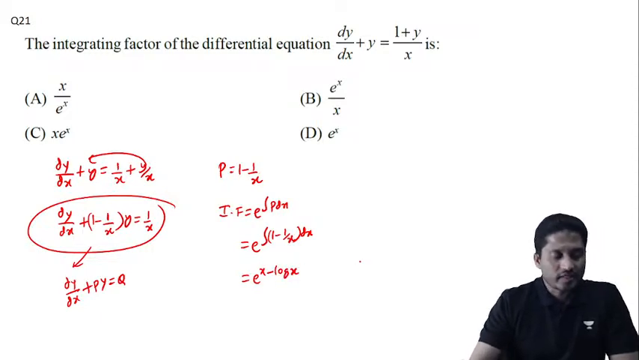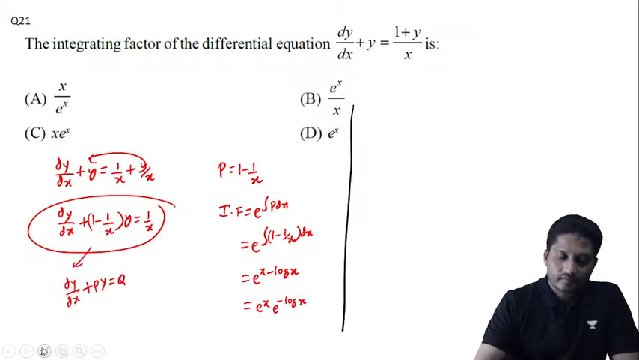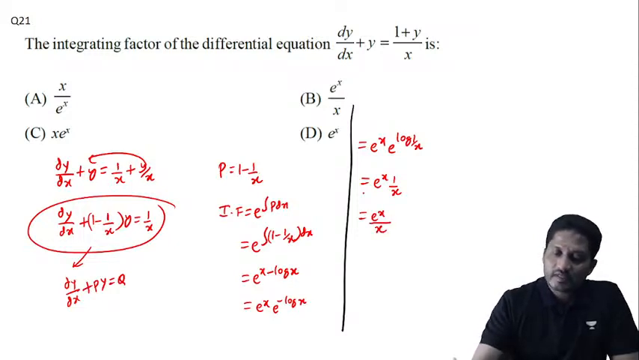Right, now this can be written as e power x into e power minus log x. Isn't it, guys? Now this can also be written as e power x, and minus log x can be written as log 1 by x. So this is e power x, e power log 1 by x is 1 by x. So you get e power x upon x. Answer is option B.